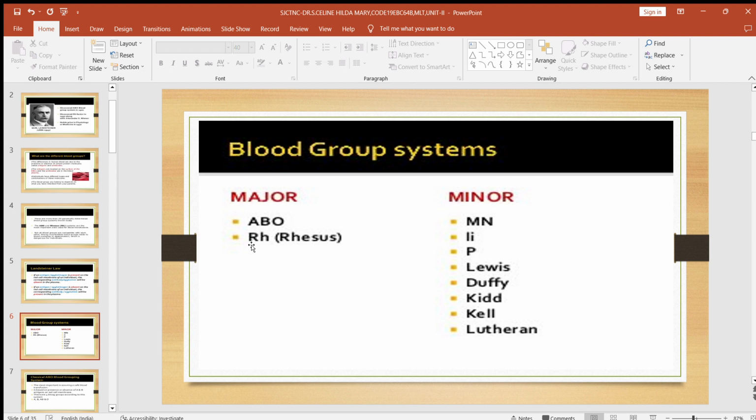Blood group systems. There are different blood group systems present. Among these, there are two major blood groups and different minor blood groups. The major blood groups belong to the ABO and Rhesus, that is the Rh blood system. The minor groups include MNS, P, Lewis, Duffy, Kidd, Kell, Lutheran. These are the different types of minor blood group systems.